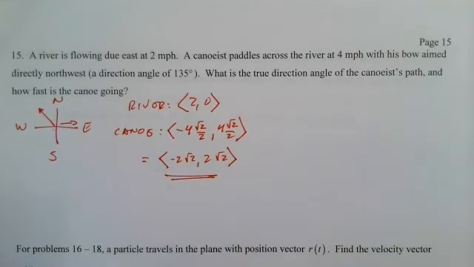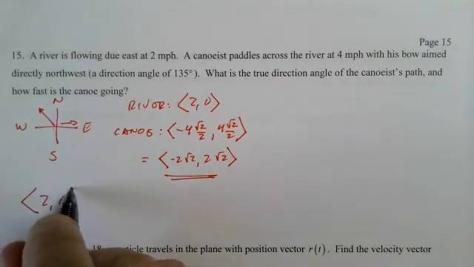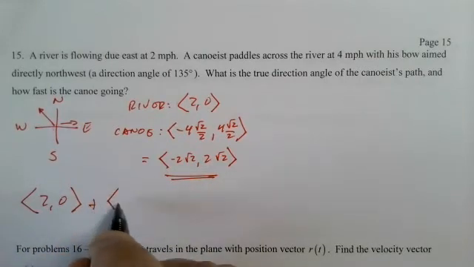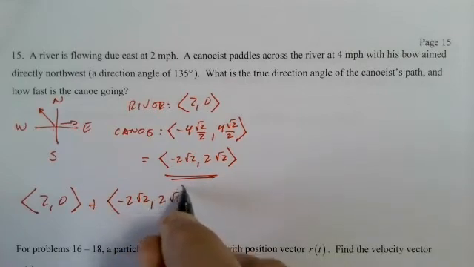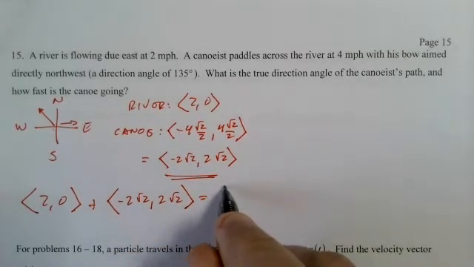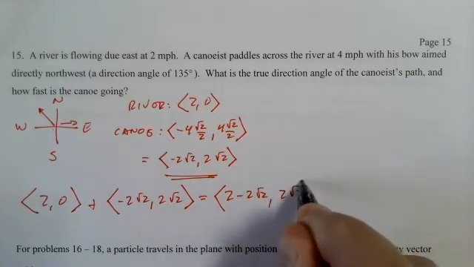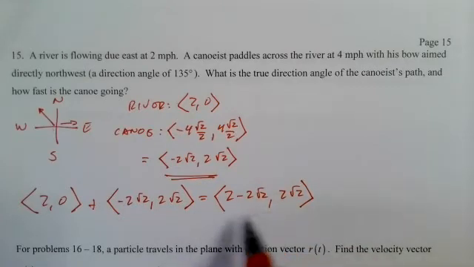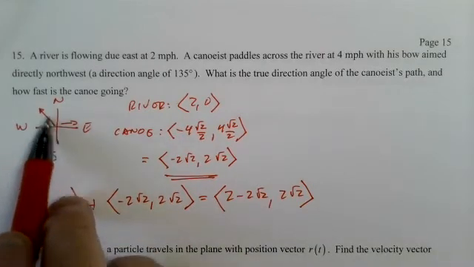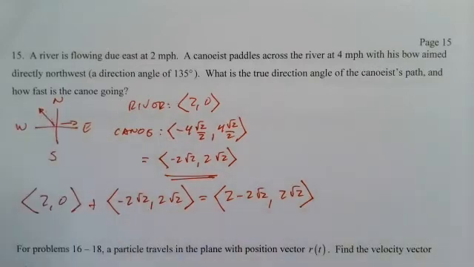Okay, what's the true direction? We got to add up those vectors. So we get 2, 0 plus -2√2, 2√2 gives us 2 minus 2√2, 2√2. This is going to be up in this general direction, so you're still paddling that way, but it's pulling you this way, so the arrow is going to be a little more up here.